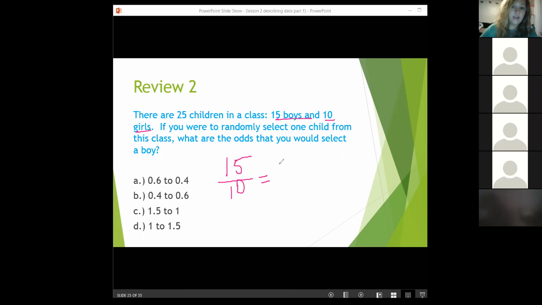What we get is 1.5. That means there's a 1.5 chance of it happening to 1, so that's 1.5 to 1. That means there's 1.5 boys per every 1 girl, which sounds really weird, but in theory, that's just how you make odds. Obviously it doesn't make sense, but that's just what it is. Does that make sense to everyone? All right, so our answer would be C in that case.